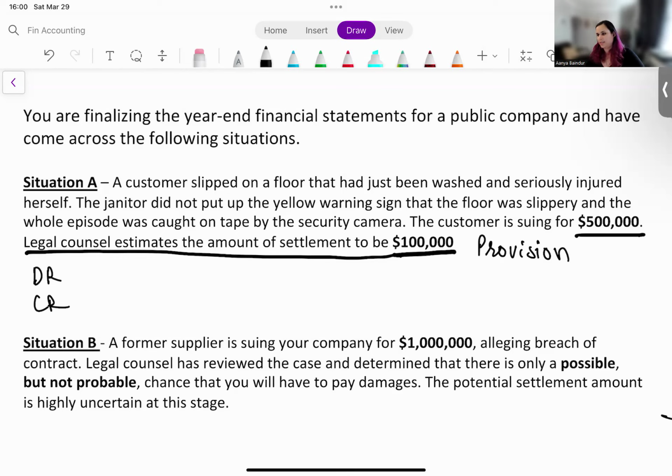Now your debit just has to indicate that you understand there is some kind of an expense, some kind of a cost. You can call it legal costs or provision expense, something that indicates that you know there is an outflow. Secondly, the credit has to be some kind of a liability. So you can call it provision liability. Okay. And now the amount is $100,000.